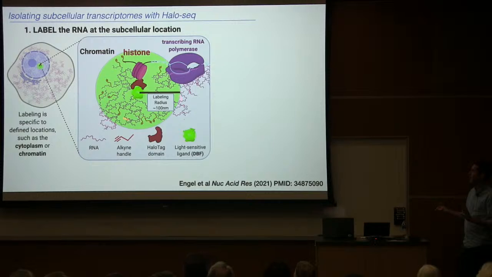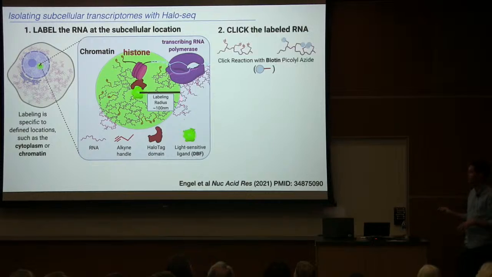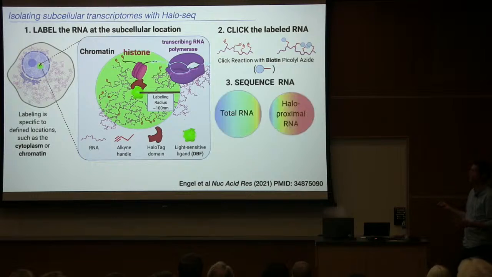This labeling is set up such that those RNAs will become alkynylated. We can then isolate all the RNA within the cell. The localized or halo-proximal RNA will be alkynylated. And we can then biotinylate this alkynylated RNA in vitro using a click reaction, which allows us to then pull it out and sequence it. And so now again, we've got two RNA populations, one that was localized and therefore biotinylated, and kind of the total RNA population to compare it to.